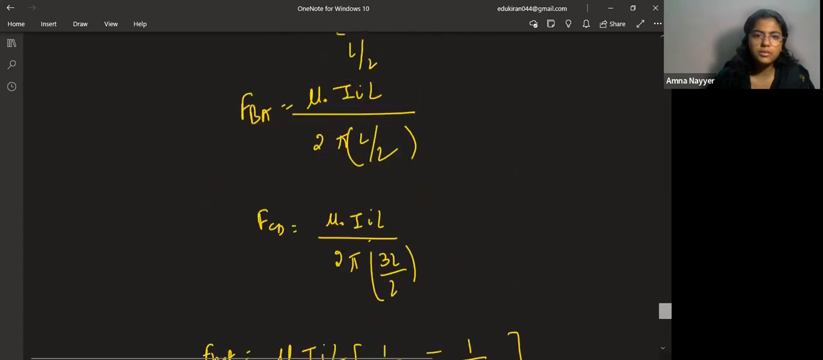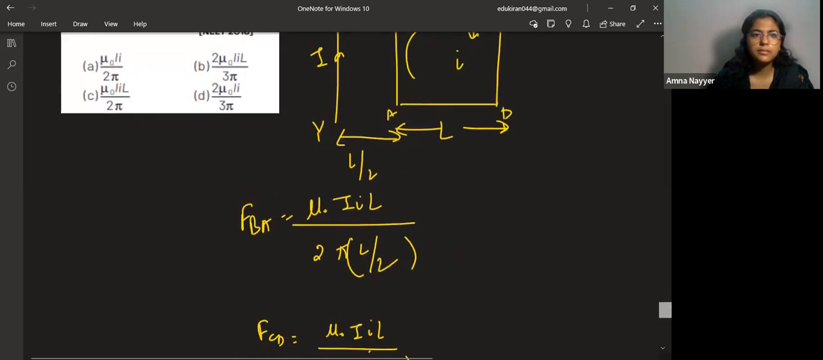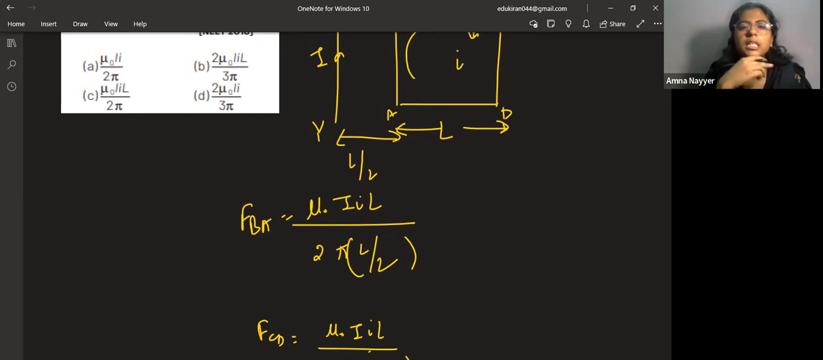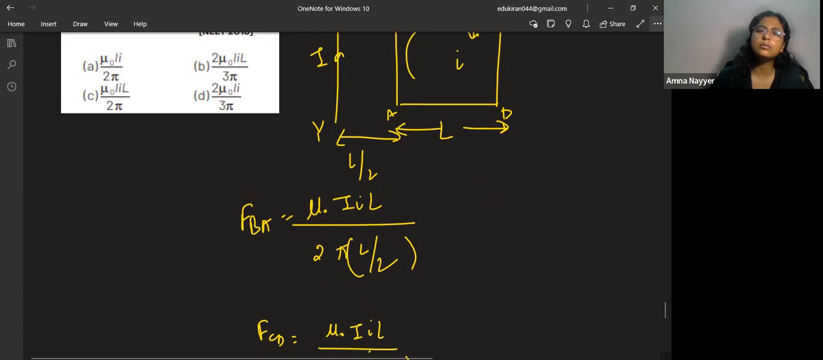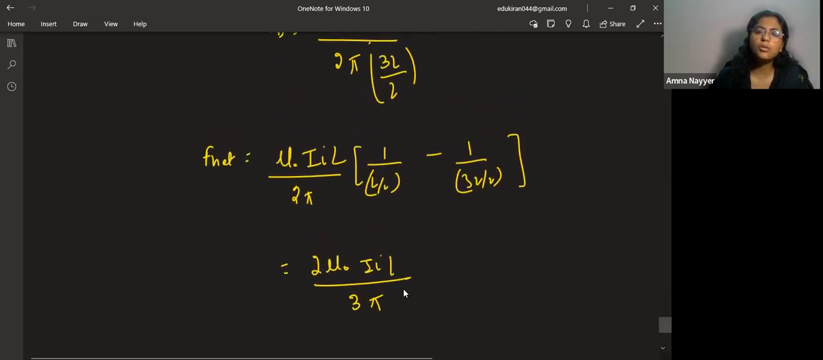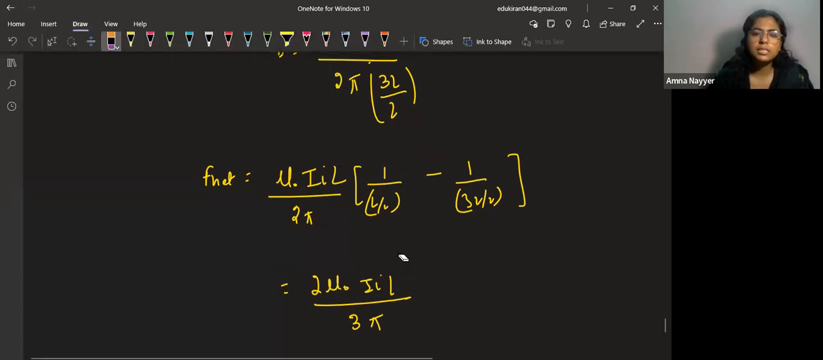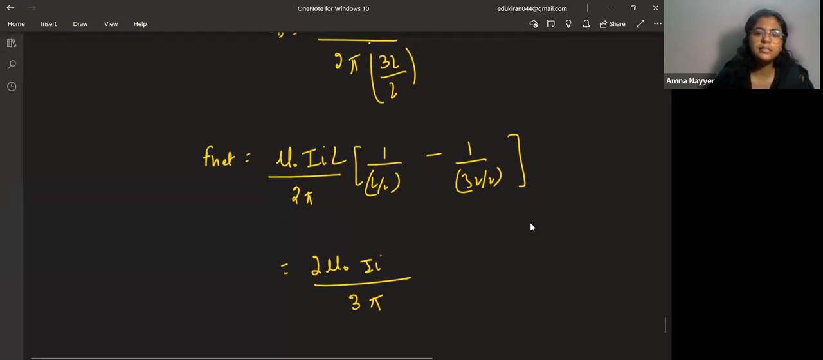What are the options given? Mu naught I small I by 3 pi, option D. No, L will be cancelled, this L and that L get cancelled, so it's L divided by L. That is option D. So yes, who all answered it correctly? Anna and Abhina. Note this down. We'll see some more questions.